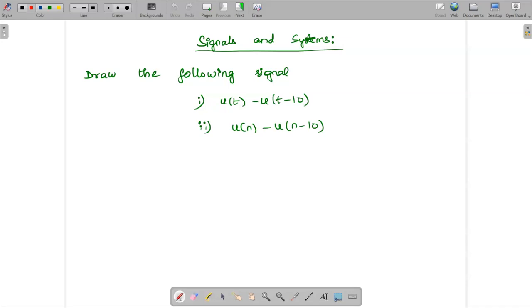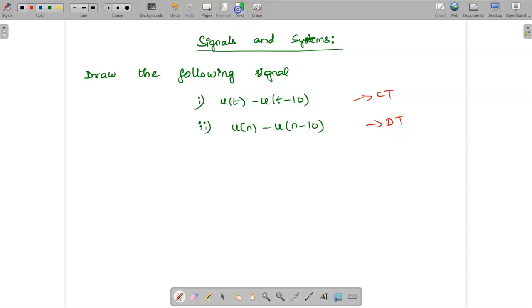Today we are going to draw the following signals: u of t minus u of t minus 10, and another signal, u of n minus u of n minus 10. So one is a CT signal and another one is a DT signal, that is continuous time and discrete time.